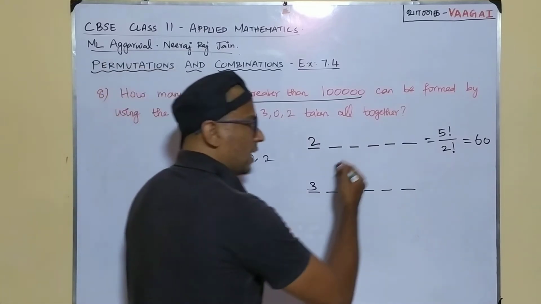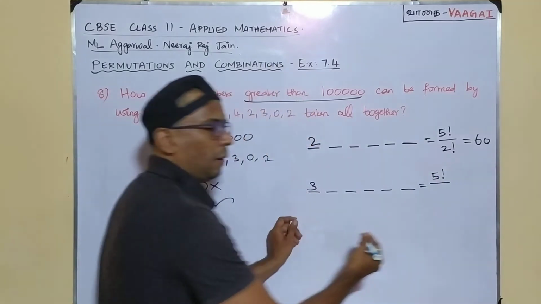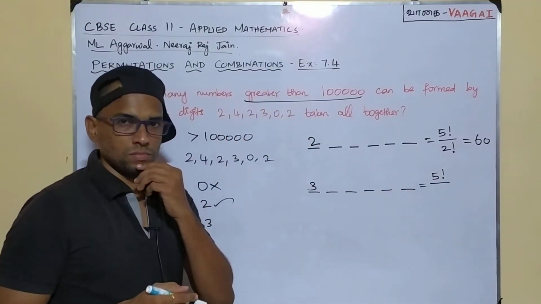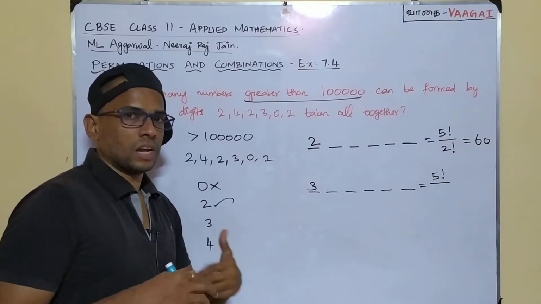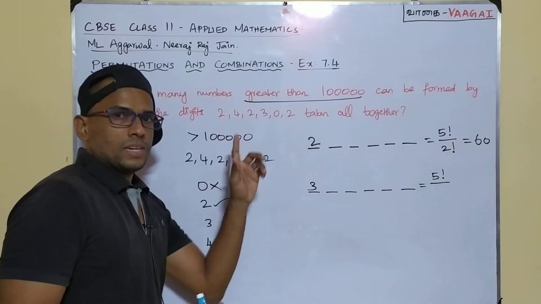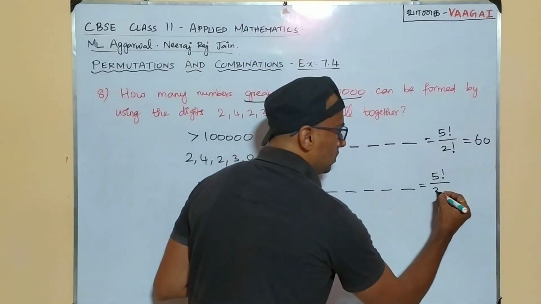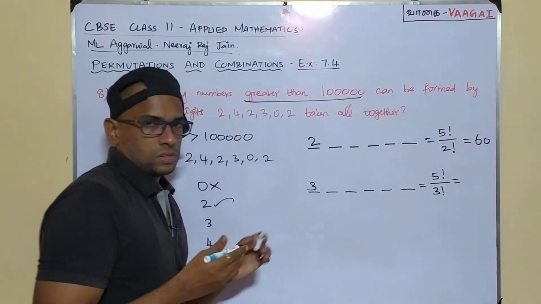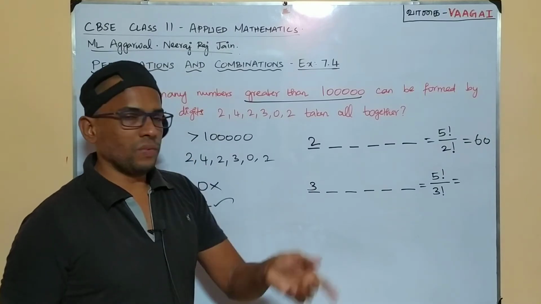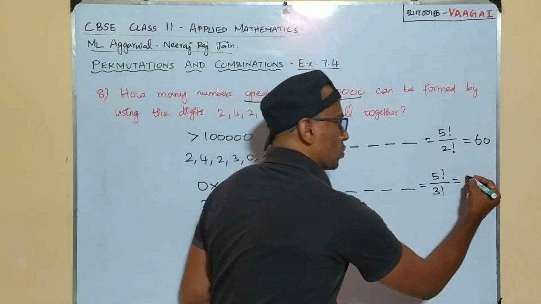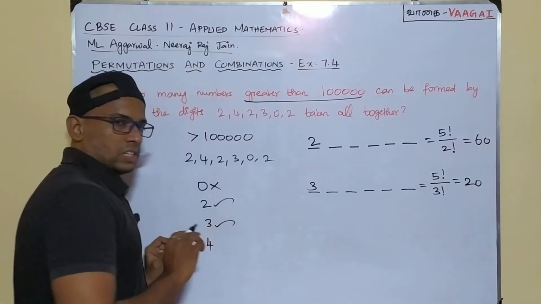So they can be arranged in these 5 slots in 5 factorial divided by, now what should come there? Just think. How many digits are repeating here and how many times? The digit 2 is repeating thrice, 3 times. So that means 5 factorial by 3 factorial. 5 factorial by 3 factorial is 120 by 6, which is going to be 20. Now starting with 3 is also over.